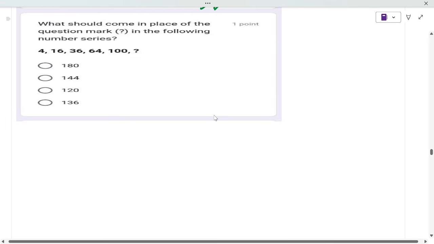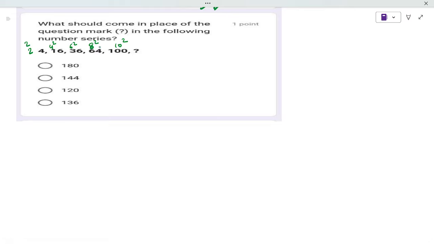Next one is from wrong number, missing number series: 4, 16, and so on. Here this is 2 squared, 4 squared, 6 squared, 8 squared, 10 squared. That means consecutive even numbers, so the next is 12 squared, that means 144 is the answer.